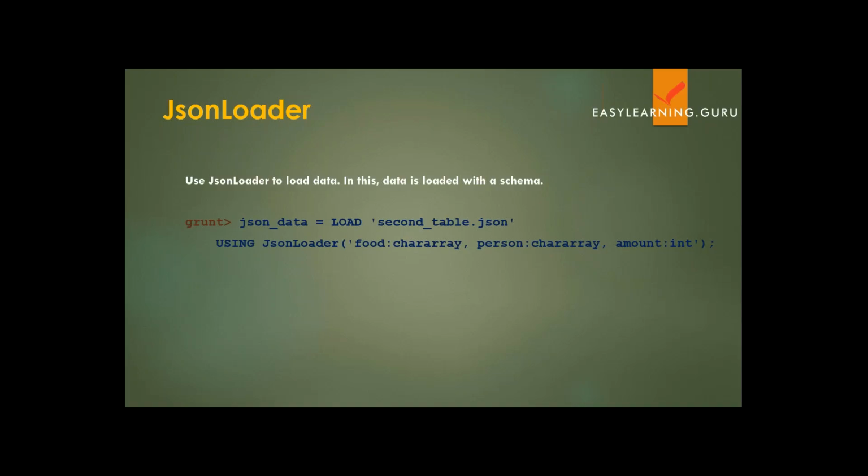And here we have loaded the second table.json. So basically the JSON data which we are going to load over here, that is by using JsonLoader, consists of three fields, that is food, person, and amount.